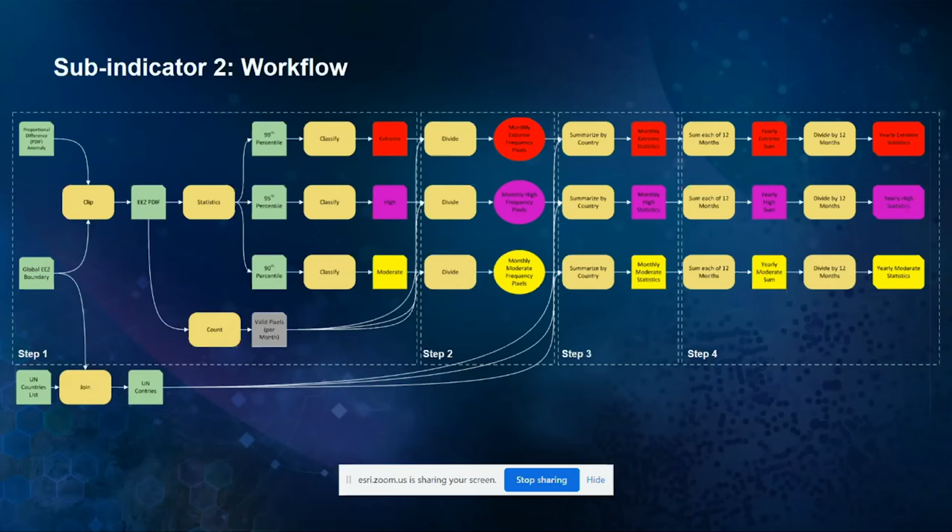Then we calculate the yearly average based on the sum of the 12 months divided over 12. Then we calculated the anomalies per frequency, and then this calculates the yearly moderate statistics or yearly high statistics or yearly extreme statistics. And these are all reported to the SDG global database. Next slide, please.